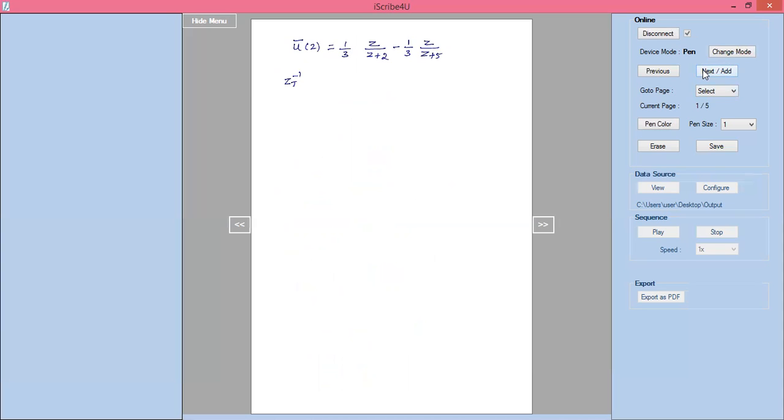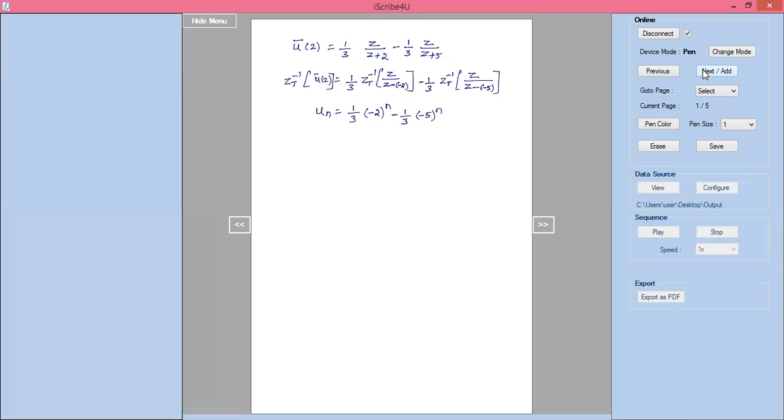Z inverse of u bar of z equal to 1 by 3 into Z inverse of z divided by z, this one, see, I'll write minus of minus 2, minus 1 by 3 into Z inverse of z divided by z minus of minus 5. Now you will write Z inverse of u bar of z, u n equal to 1 by 3 into minus 2 whole power n minus 1 by 3 into minus 5 whole power n.